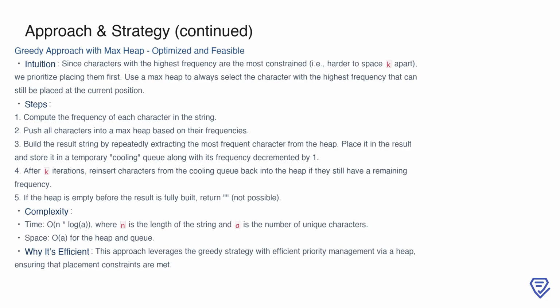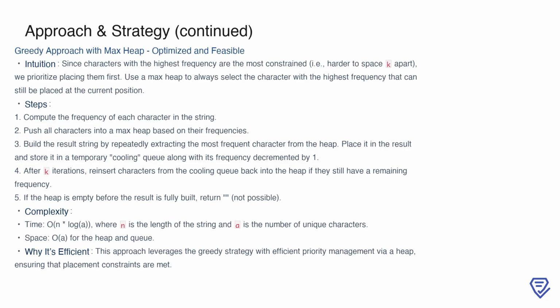These frequencies are then stored in a max heap, where the character with the highest frequency is always at the top. The solution is built by repeatedly selecting the most frequent character from the heap, placing it in the result, and temporarily storing it in a cooling queue with its frequency reduced by 1. This ensures that the character cannot be reused until k positions have passed.